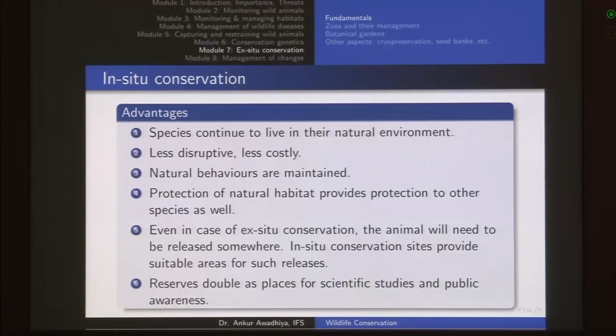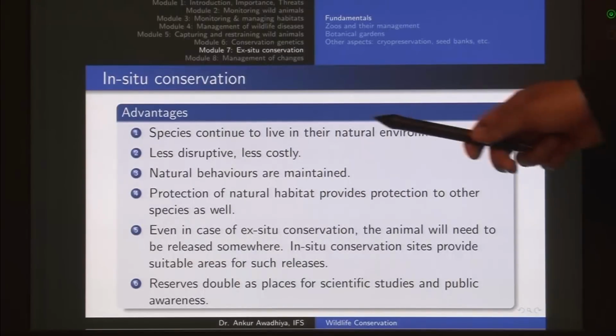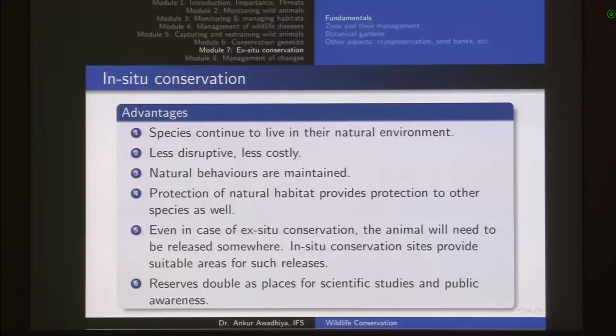Now in-situ conservation is the more common way of conserving the species. Why? Because of the advantages that it provides. One, the species continue to live in their natural environment. So there is hardly anything that needs to be done. There is a natural environment, species are living there, you just designate that area as a reserve and the species will continue to live there in their natural environment. There is not much of an intervention that is required. So less intervention means that it is also less disruptive and less costly, because you are not tinkering with the system a lot.